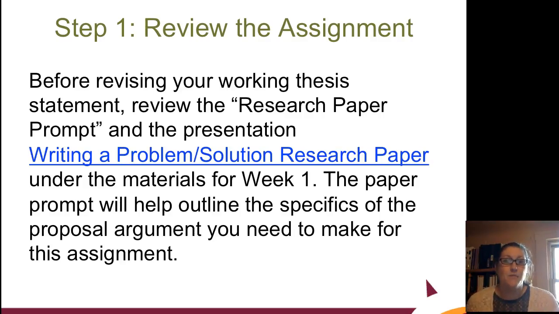On this slide, we will look at the first step in revising our working thesis statement, reviewing the assignment. I know you've all read the assignment before, but it is essential to review it while you revise. You will want to look at both the research paper prompt and the presentation Writing a Problem Solution research paper under the materials for week 1. The paper prompt will help outline the specifics of the proposal argument you need to make for this assignment.